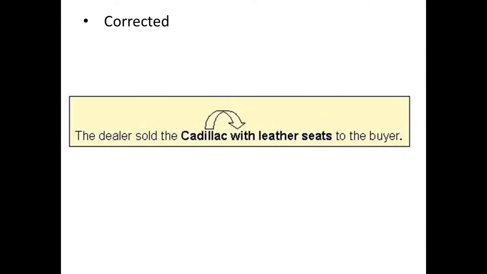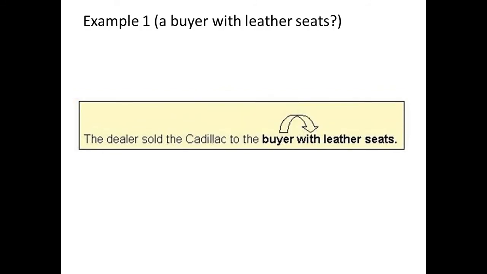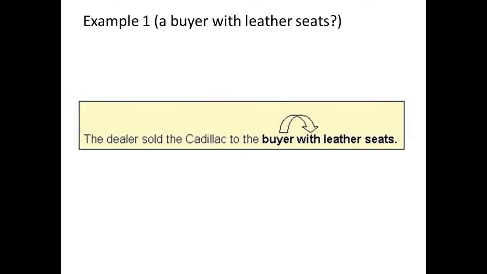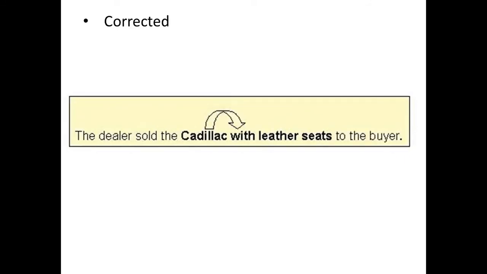Now, the corrected one: you have to look at here. The dealer sold the Cadillac with leather seats to the buyer. Now you may look at example number 1 and the corrected one. Now the difference is here. The dealer sold the Cadillac to the buyer with leather seats. Now the corrected one is here. The dealer sold the Cadillac with leather seats to the buyer.